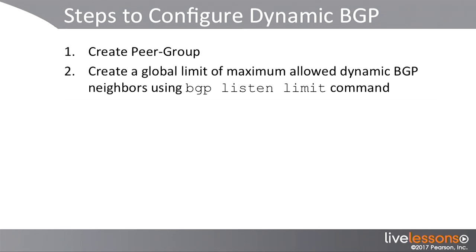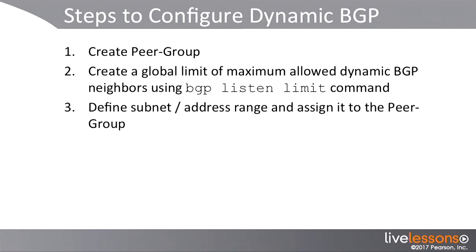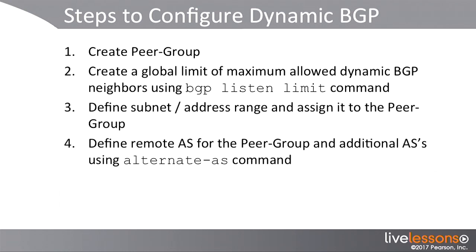Once you have defined the limit, the next step is to define the subnet or address range for which you will be establishing the connections. You assign that subnet range to the peer group. Then the next step is to assign the AS numbers. You define the AS number for the connection, and you also use the alternate-as command, which provides options for specifying 4 other AS numbers apart from the AS number specified in the command itself. This makes a total of 5 AS numbers that you can specify.